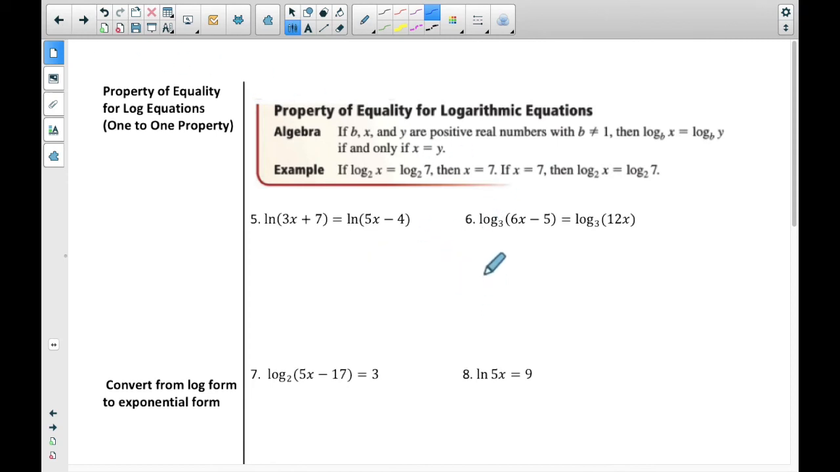The difference, I guess, would be that the one-to-one property is with exponents, and this is with logs. So in other words, since we're taking the natural log of both sides, couldn't we really just drop off the natural log? I mean, they're the same thing, right? So we can just drop that off.